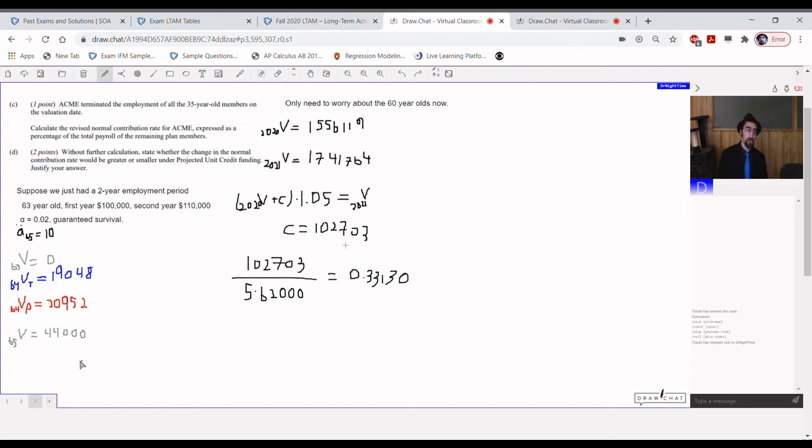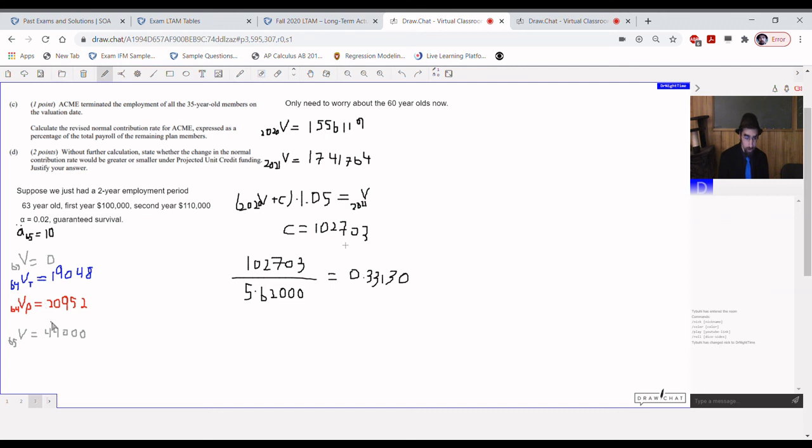Using traditional unit credit, when you crunch the numbers, you get 19,048, just the 2% of 100,000 one year in advance, so you discount by 1 year. With projected, that's with P here, 64P, in red, you're looking at the 110,000. So that means you end up with 20,952.